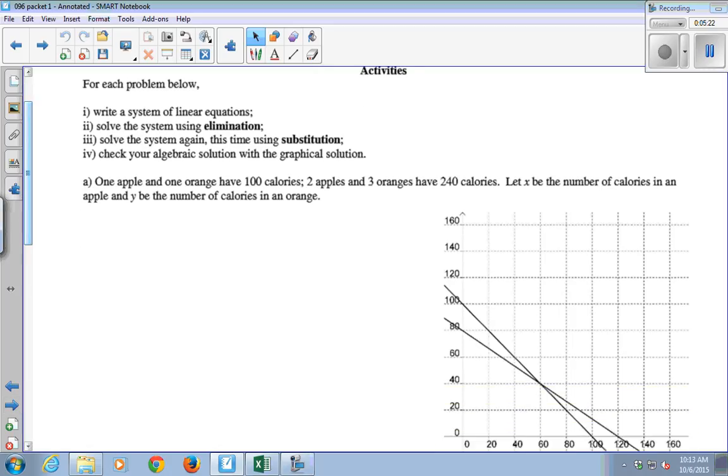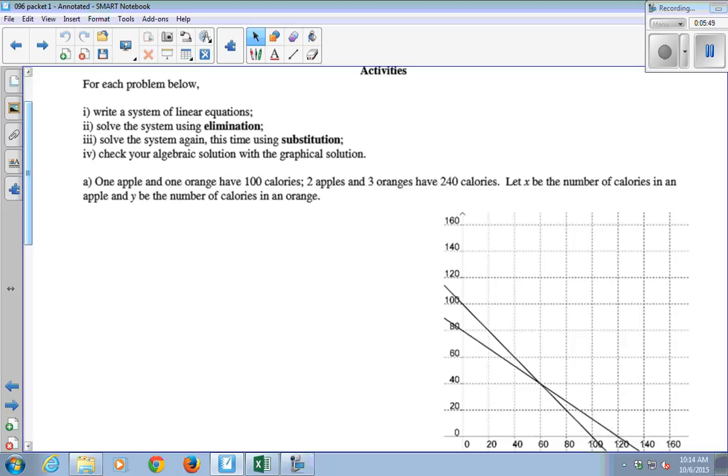Okay, so we're going to start with this problem with the apples. We have 1 apple and 1 orange together make 100 calories. 2 apples and 3 oranges together make 240 calories. We're going to let X be the number of calories in an apple and Y be the number of calories in an orange. And we're going to try to write a system of equations that describes these sentences.